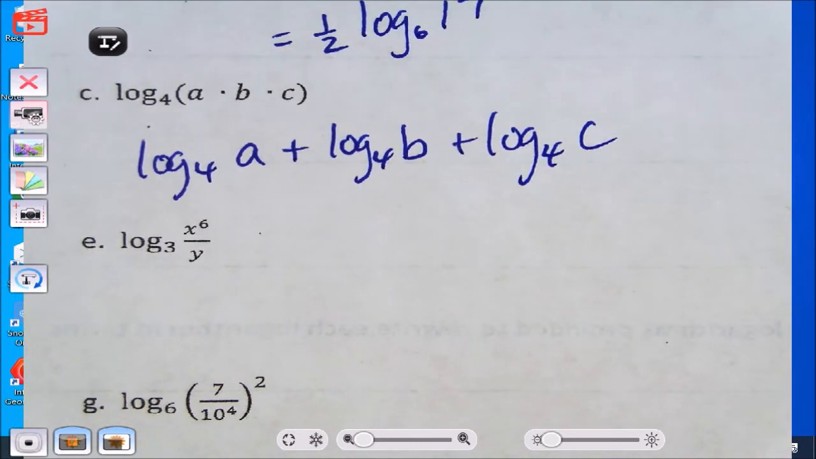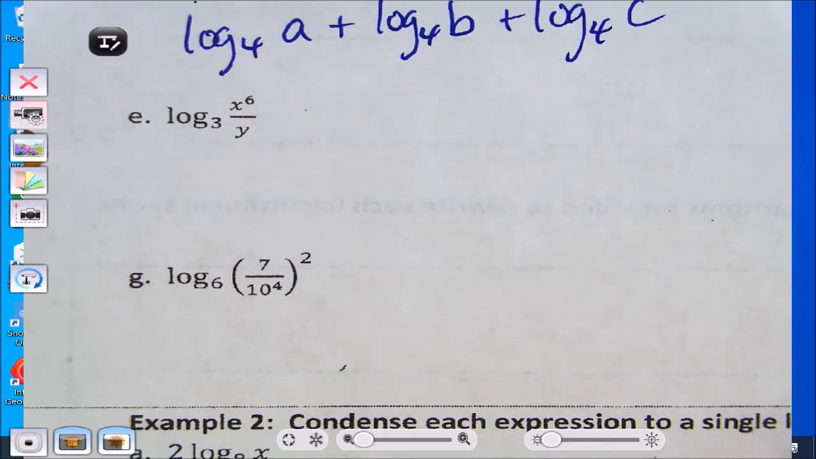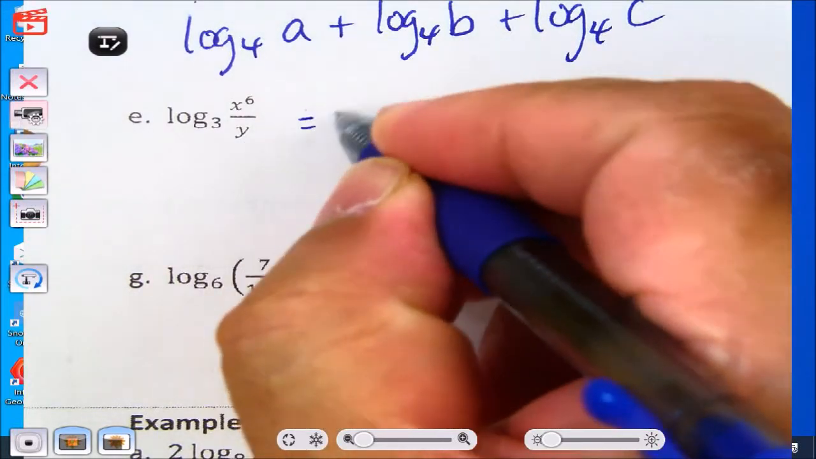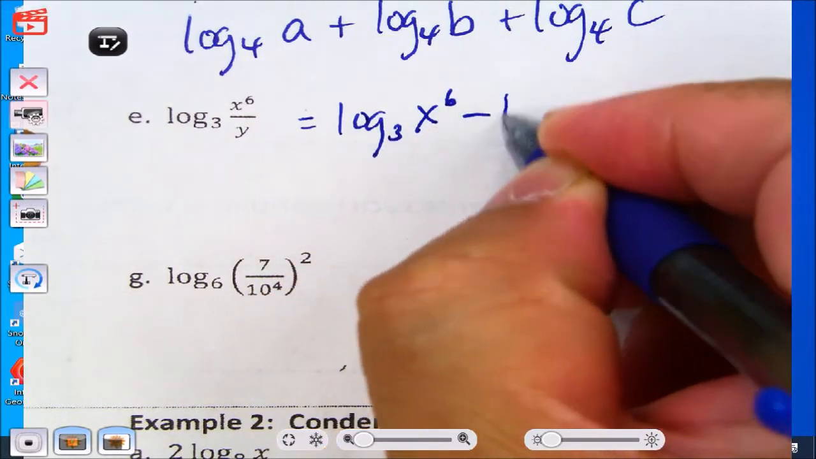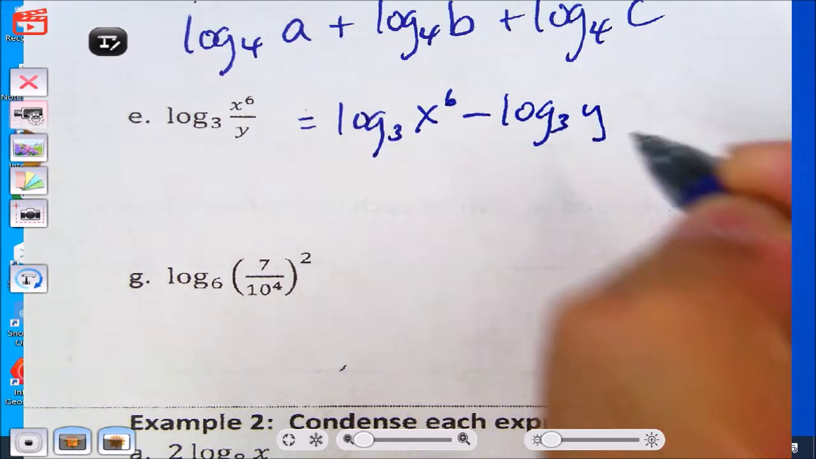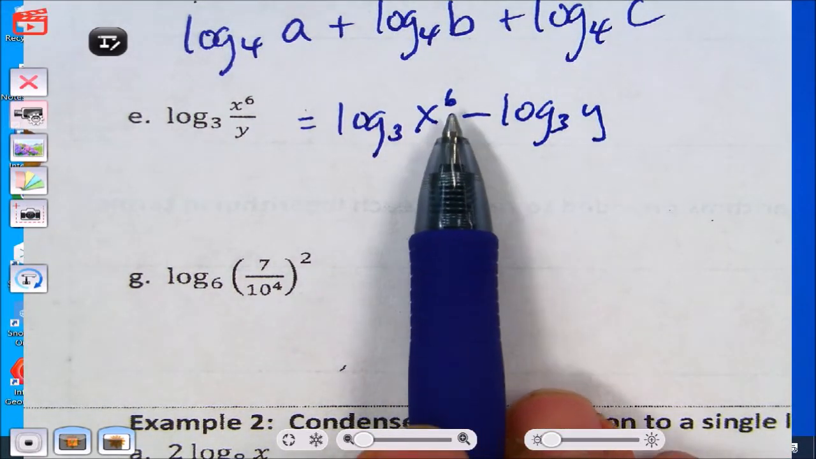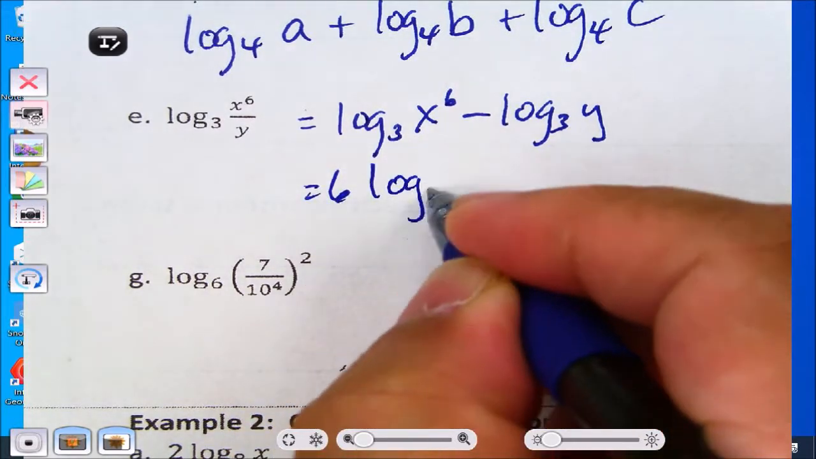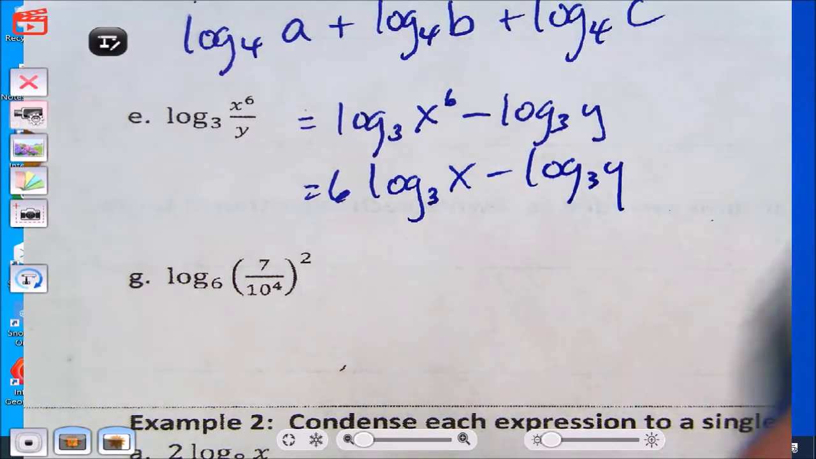Although I'm not on B anymore. Alright, here comes E. So this is our first fraction. We're going to rewrite this as log base 3 of x to the 6 minus log base 3 of y. So I still have an exponent to deal with, so I'm going to move that forward. So it's 6 log base 3 of x minus log base 3 of y.